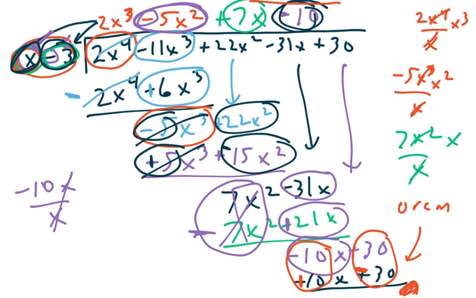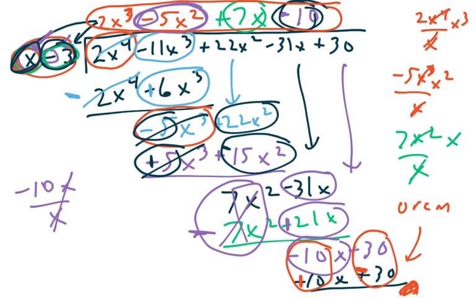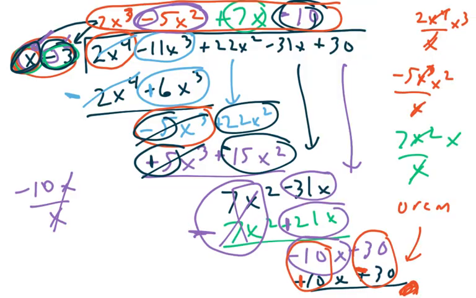And notice, if you look at the top, I have exactly the same answer as what I have here. 2x^3 minus 5x^2 plus 7x minus 10. And so, guys, that's how you do long division.